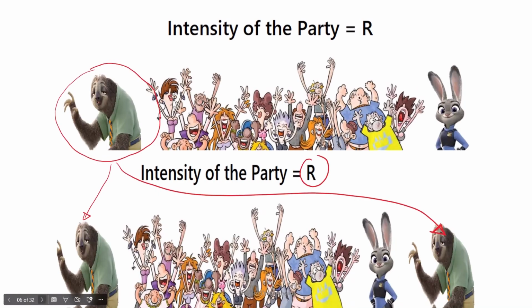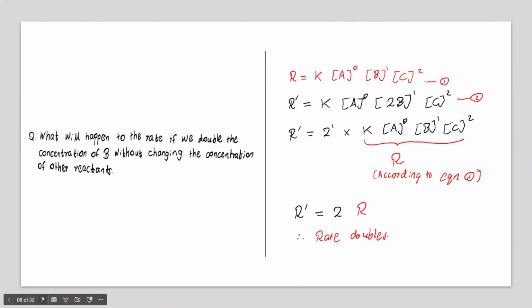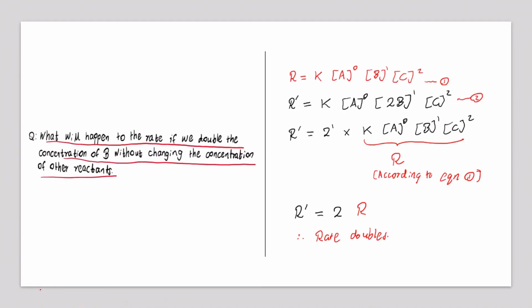Okay, let's go. What will happen if we double the concentration of B without change in the concentration of A and C? That's the question asked. What will happen to the rate if we double the concentration of B without change in the concentration of the other reactants? Now I have the rate law. This is the initial rate. Now I'm going to double the concentration of B.